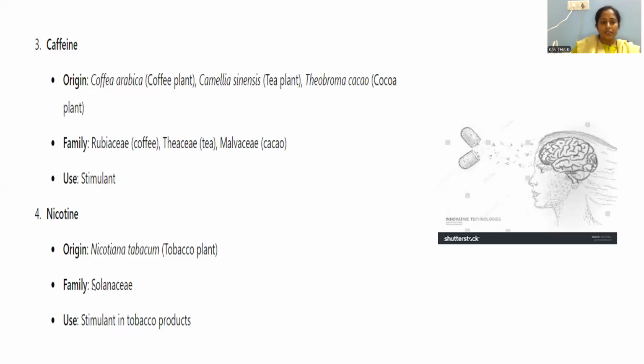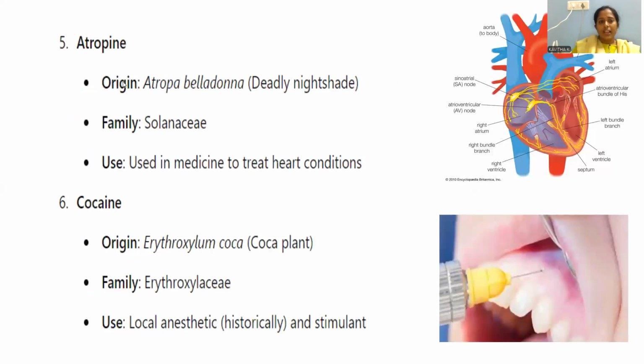Next is nicotine. From the tobacco plant, Nicotiana tabacum, we can extract nicotine, which is used in cigars and other products. It belongs to the Solanaceae family, and stimulation is the property. Next is atropine. Atropine originates from Atropa belladonna, which belongs to the Solanaceae family. Atropine is mainly important for the proper functioning of the heart, and it is used in medicine to treat heart conditions.